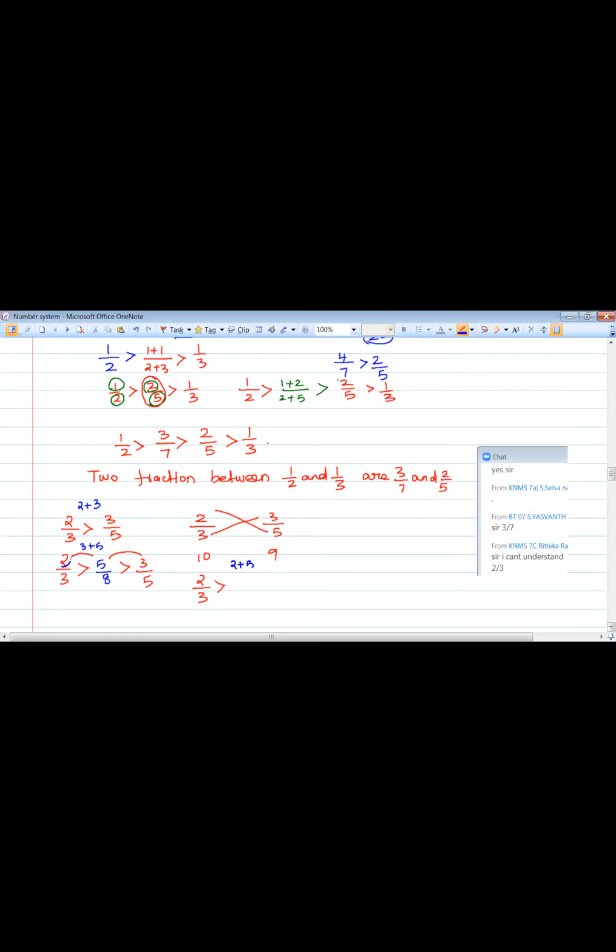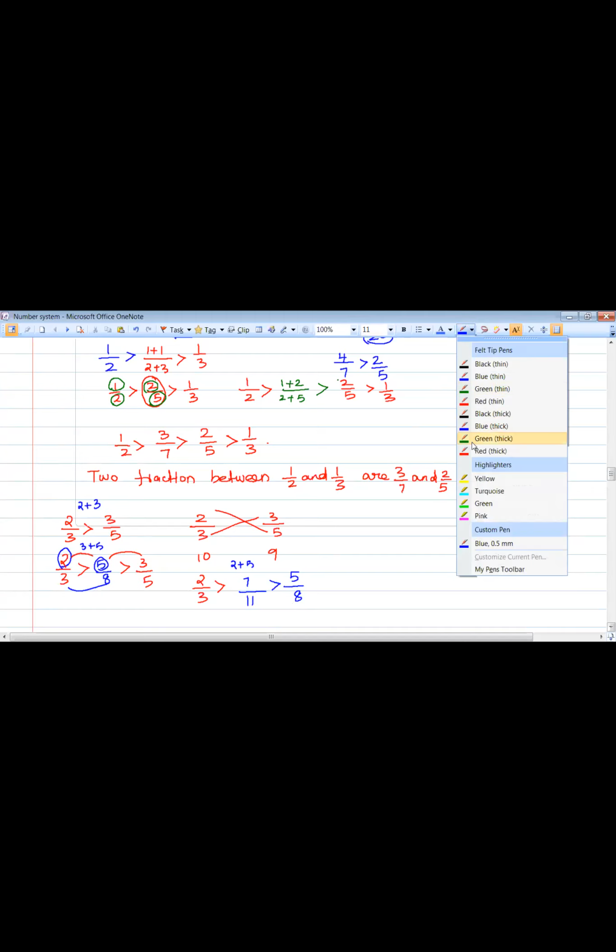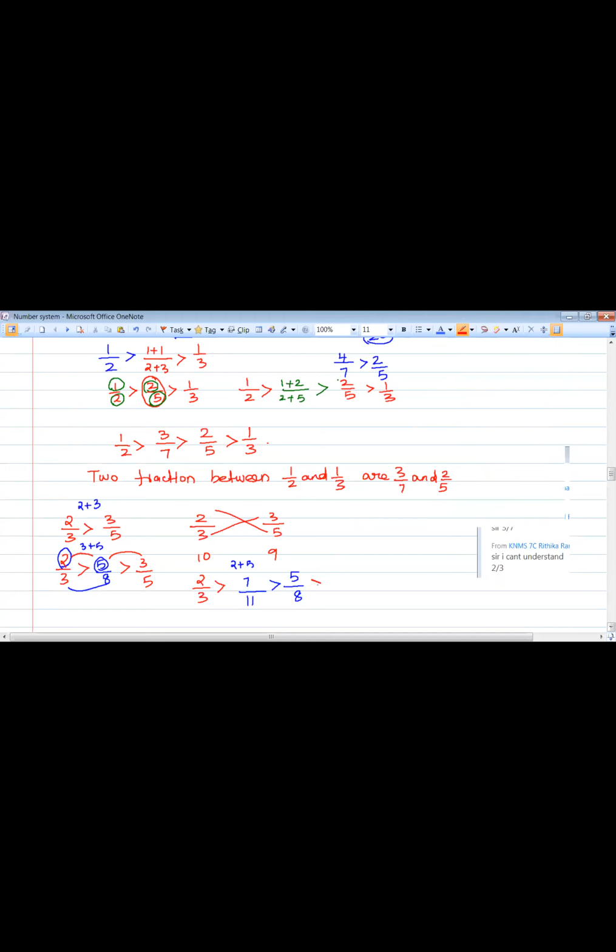Hope you understood why I am comparing 2 and 5. The same method we are following. 2 plus 5, what is 2 plus 5? 7 divided by, what is 3 plus 8? 11. Okay. So then greater than, what is the number already? 5 by 8. And our original number, 3 by 5. So these blue color marked numbers are two fractions in between 2 by 3 and 3 by 5.